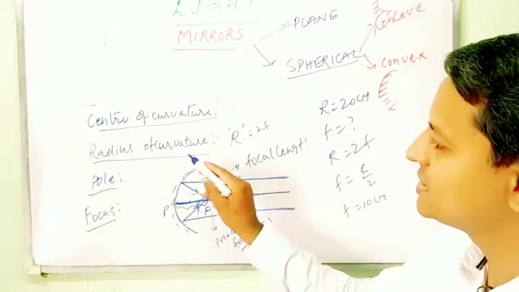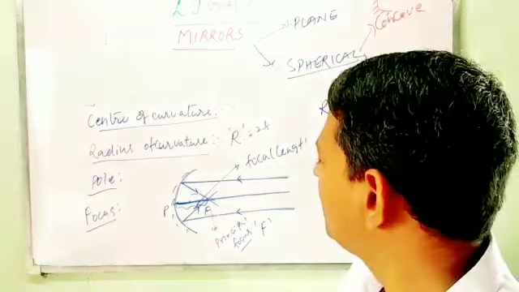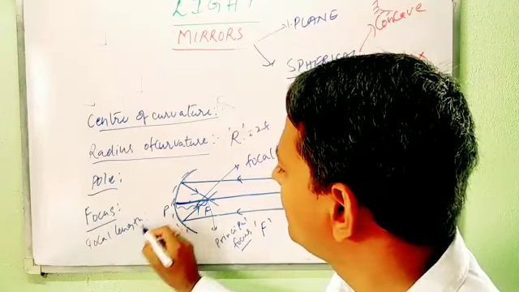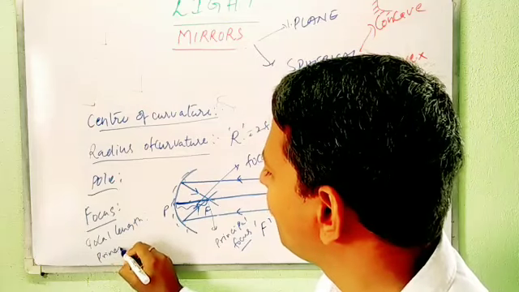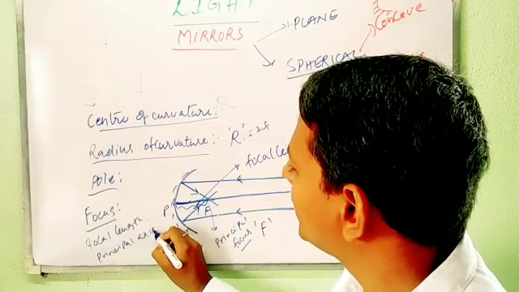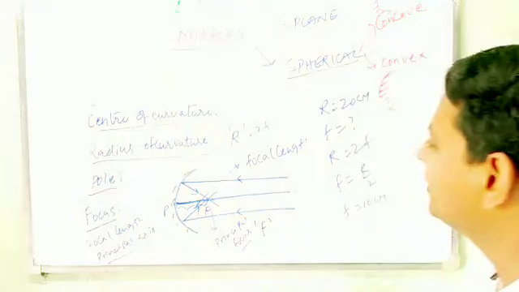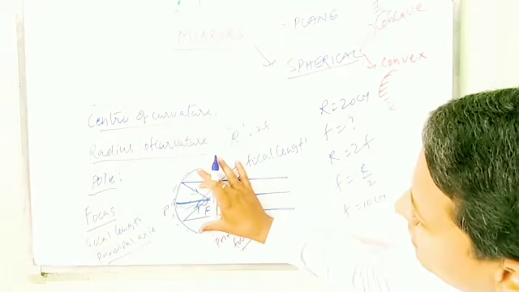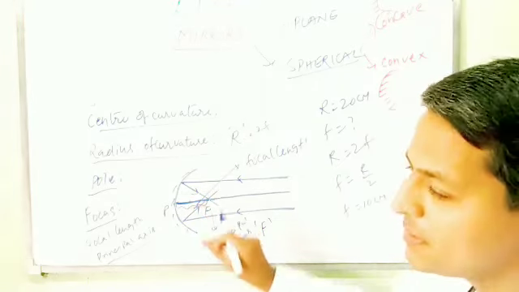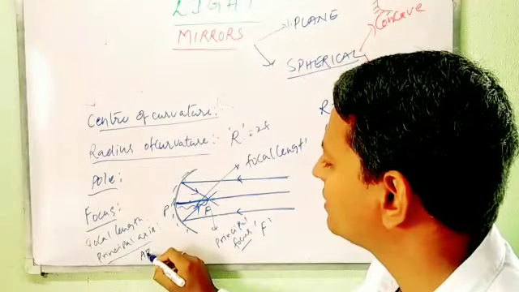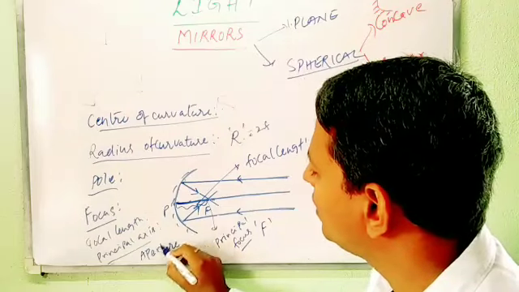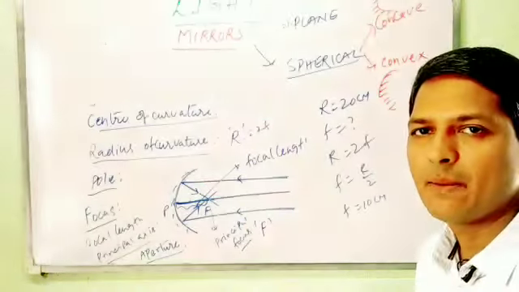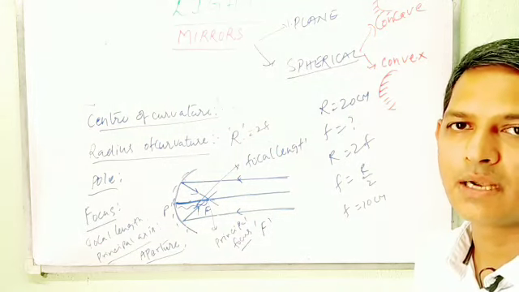So center of curvature, radius of curvature, pole, principal focus, focal length, then principal axis, and one more part is where the light is coming from. The diameter through which the light comes into the mirror is called the aperture. The diameter of the spherical mirror through which the light is coming is called the aperture. So these are the parts of the mirror.